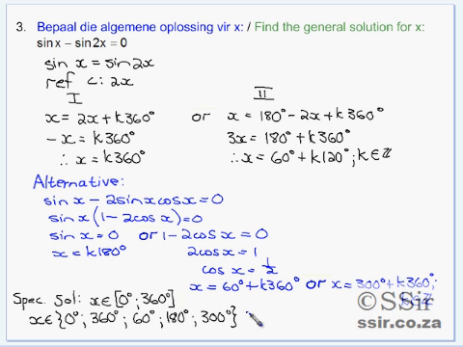Now let's do exactly the same with the blue equation. If I make k 0, I get 0 degrees. When k is 1, I get 180 degrees. k 2 gives me 360 degrees.